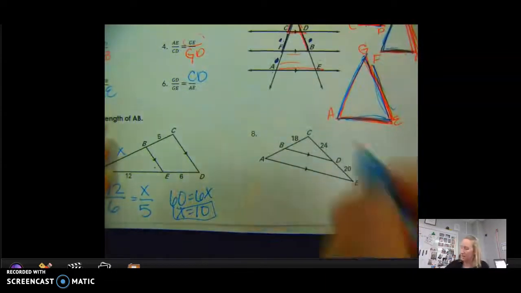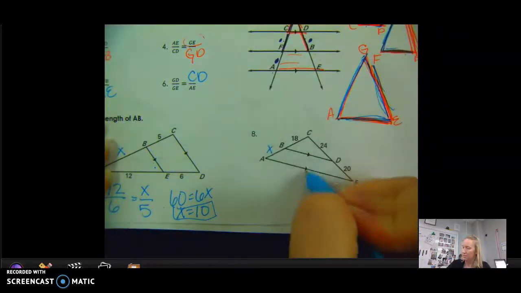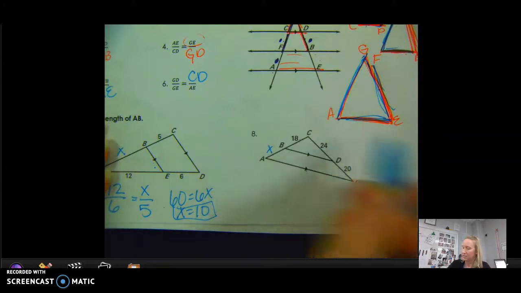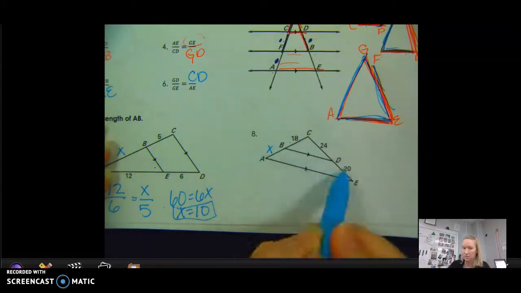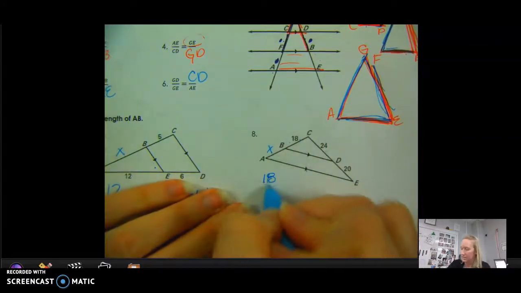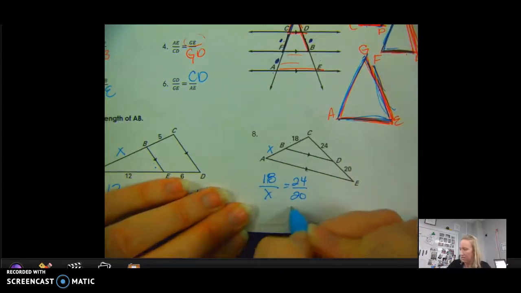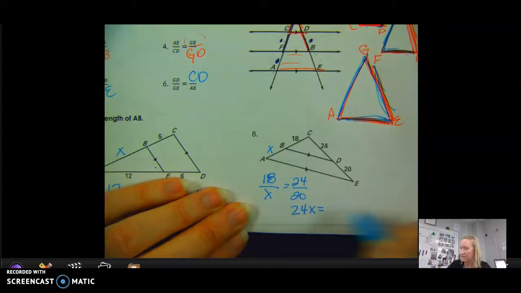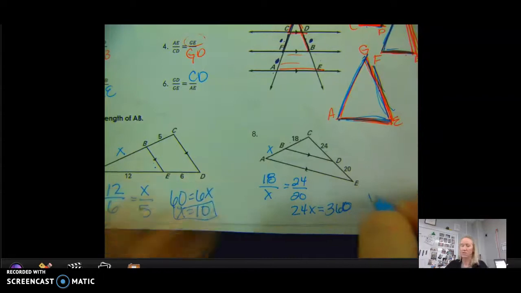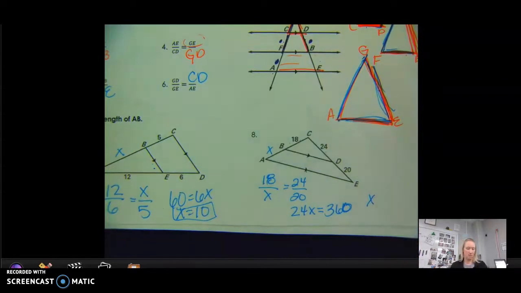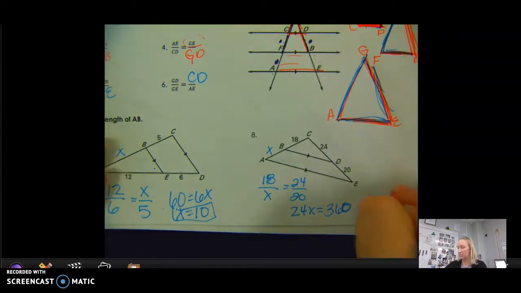All right, same idea here. I'm going to put X here. Parallel, parallel, so piece over piece equals piece over piece. I could also do piece over piece equals piece over piece. Either one works. So 18 over X equals 24 over 20. So that is cross multiply, 24X equals 360. Divide by 24 on both sides. So I get 360 divided by 24, which is 15. X equals 15.